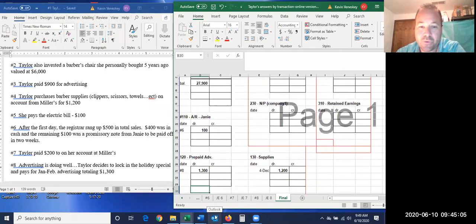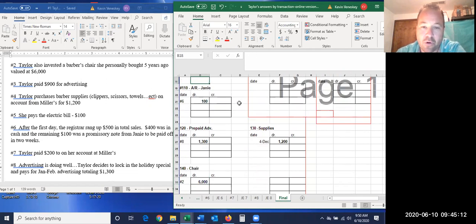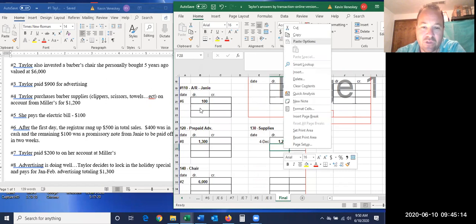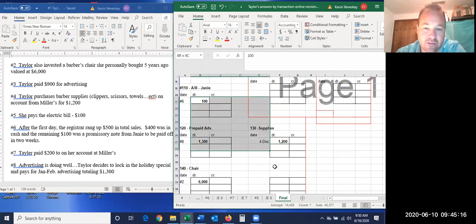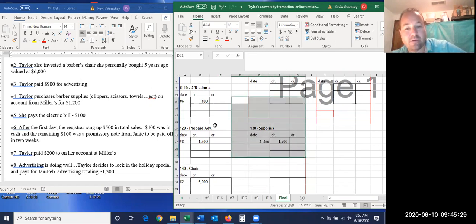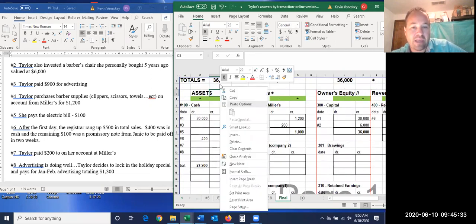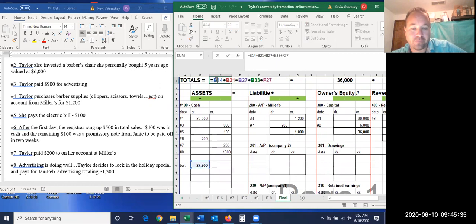Now, when I come down to the AR and the prepaid and the chair and the supplies, everything else, they all have just one number. There's no need for me to total these up. These are self-explanatory as to what the balance is. So once I have everything added up in a particular column, like the assets, and remember the assets come down and over right here, then I want to go through and add up each of the totals.